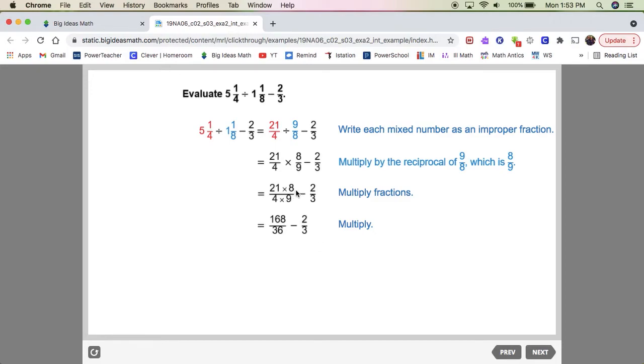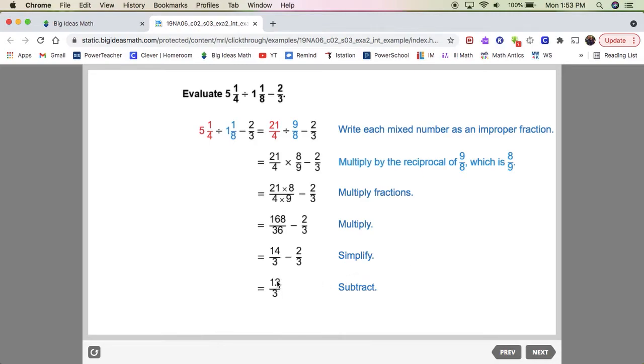168/36. Now, if you had simplified before you had multiplied, you would end up with a third at the bottom. See, that's why I like to do this. These are both divisible by 4. This would have been a 1. This would have been a 2. These are both divisible by 3. This would have left you a 3 here and a 7 here. So it would have been 14/3. What they did is they went ahead and multiplied it and then had to simplify it. Either way is fine. Like I said, once you get with bigger fractions, sometimes it's easier to simplify before you multiply. So 14/3 minus 2/3 is 12/3.